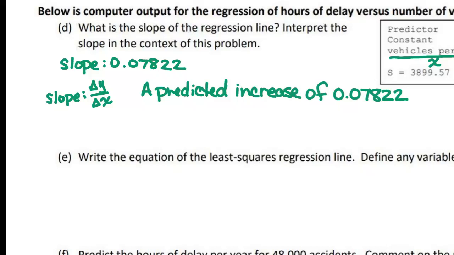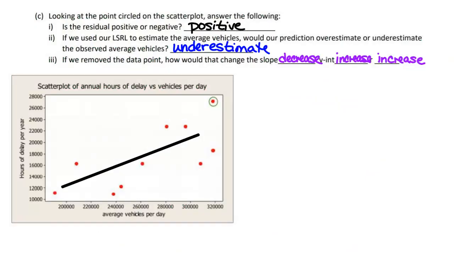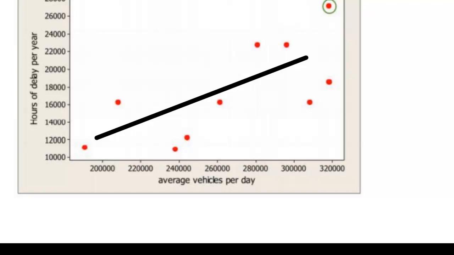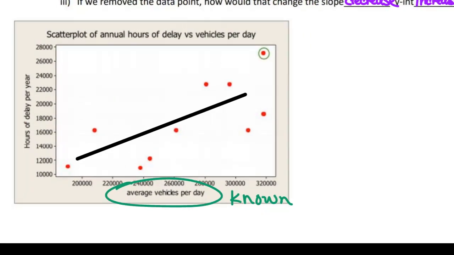Is it telling me about an increase in x? Or is it telling me about a predicted increase in y? What are we predicting with our least squares regression line? Are we predicting x or are we predicting y? We're predicting y. We know our x value. That's something that we can go out and collect, but then we are predicting the traffic delays. If you go and look at this guy right here, this is going to be my known. This is what I'm trying to predict.